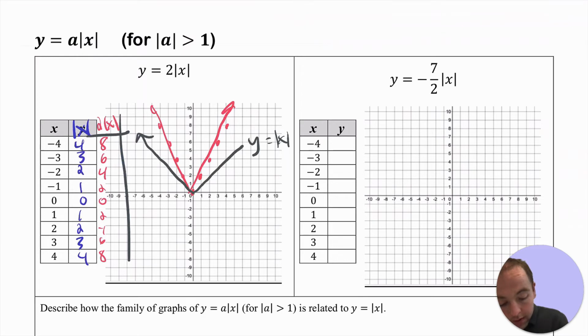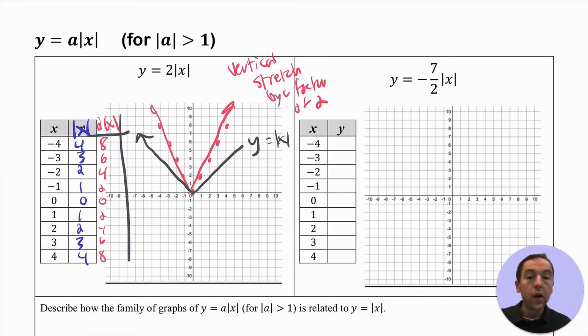So what's happening is we are experiencing what we call a vertical stretch by a factor of 2. When we say a factor of 2, it's just being multiplied by 2, and we call it a vertical stretch just based on my description there of kind of that rubber band aspect pulling in a vertical sort of direction.